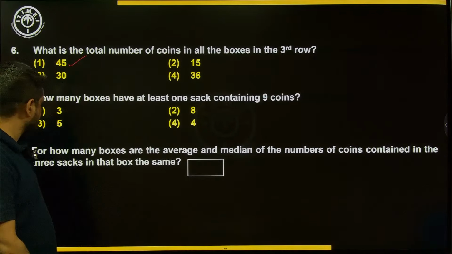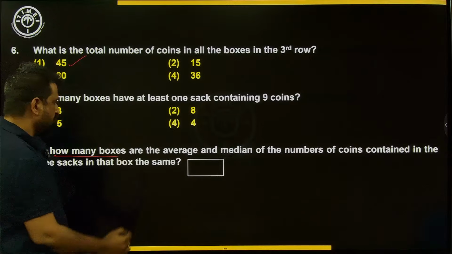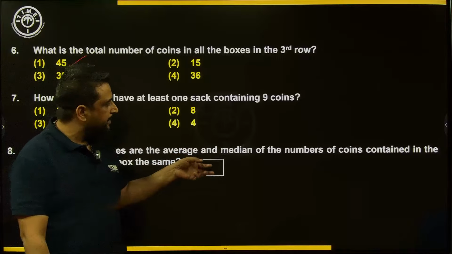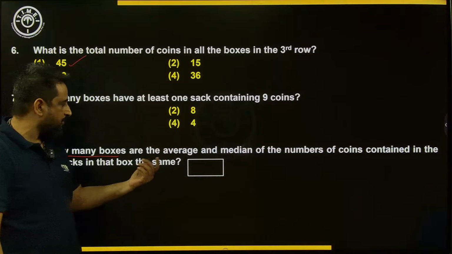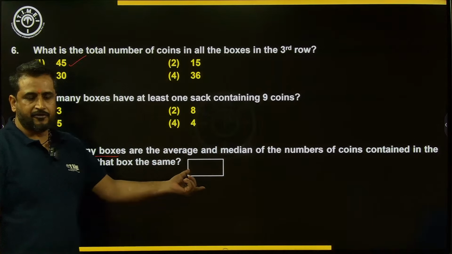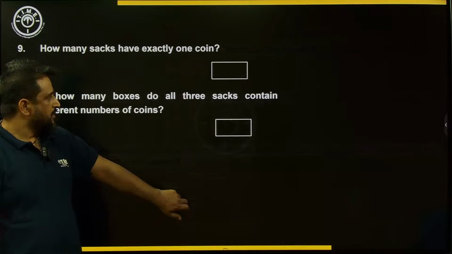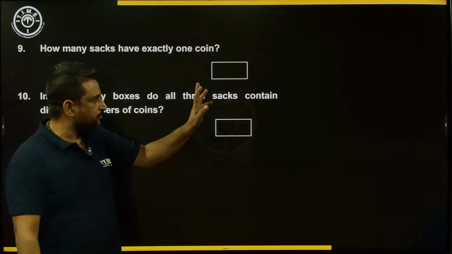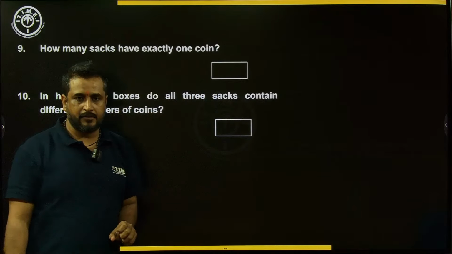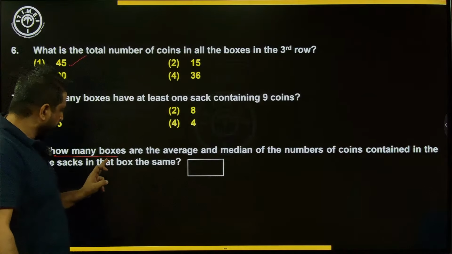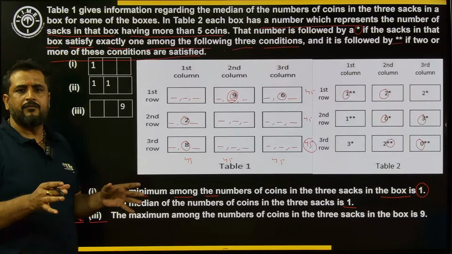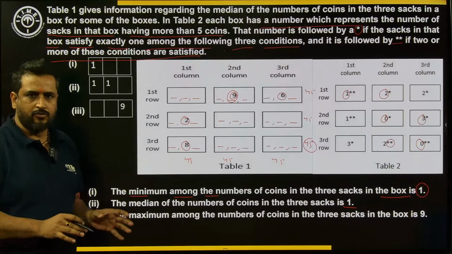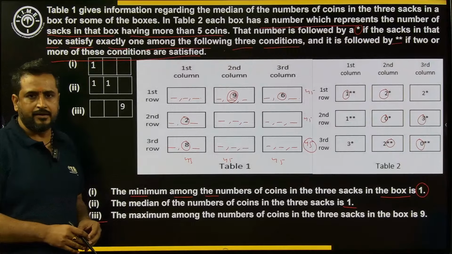Now what is given next? For how many boxes are the average and the median of the number of coins contained in the 3 sacks in that box the same? Here we'll get a definitely specific answer. Now here also we have a theta type of question. It means if you're good at playing with the numbers, you can attempt this question, because we will have only one arrangement. So you can spend some time and try to get this arrangement.